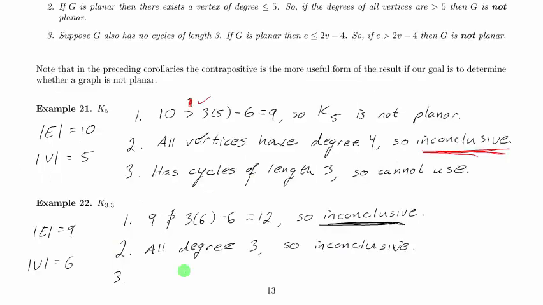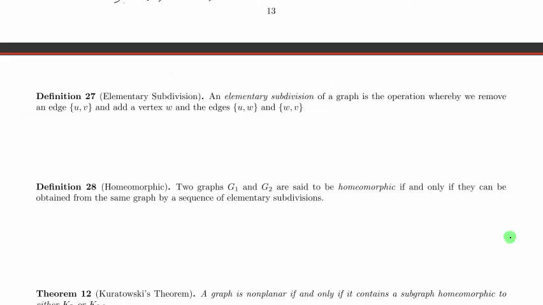So it does apply, and then we can look at E, so 9, compared to, in this case, 2 times 6 minus 4. So we're going to get 12 minus 4, which is 8. And 9 is greater than that. So we can use part 3 and conclude that K33 is not planar. And it turns out that K5 and K33 are basically the smallest non-planar graph examples that we can find. And Kuratowski's theorem, which we'll look at next.